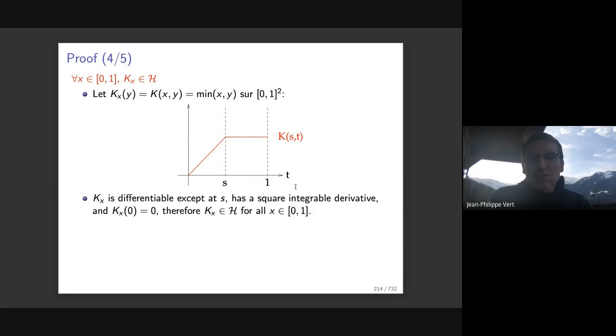So let's look at the function. By definition, k of xy is equal to min of xy. So if we fix x and we consider min of xy as a function of y, we obtain the function that is plotted here. Sorry, there is a small confusion with the s that you see. It is just linear up to x and constant after, and is continuous. So this is clearly a function that is in capital H. It's continuous, almost everywhere differentiable, is equal to zero in zero. So therefore, kx is in the space capital H.